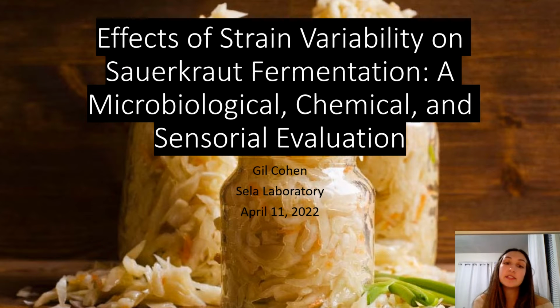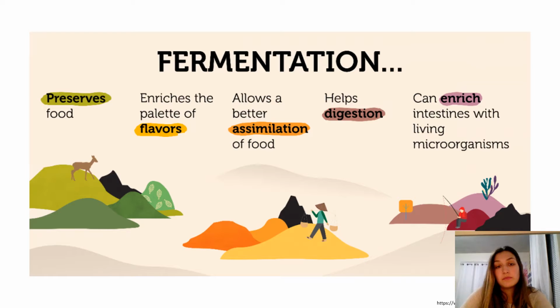I did my thesis on the effects of strain variability on sauerkraut fermentation, a microbiological, chemical, and sensorial evaluation. Fermentation has been a method of preservation for many centuries. Fermented foods such as bread, pickles, and wines have distinct aromas, textures, and flavors due to the microorganisms present. Fermented foods are believed to help with digestion and have many microbes that are believed to be beneficial to the human microbiome.